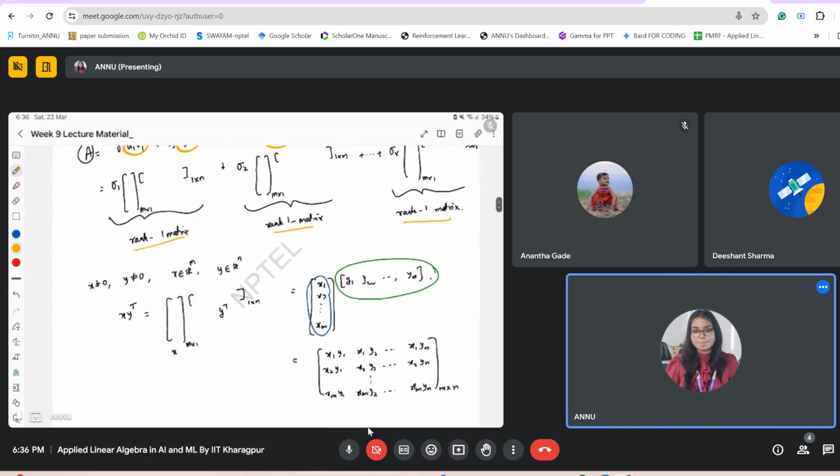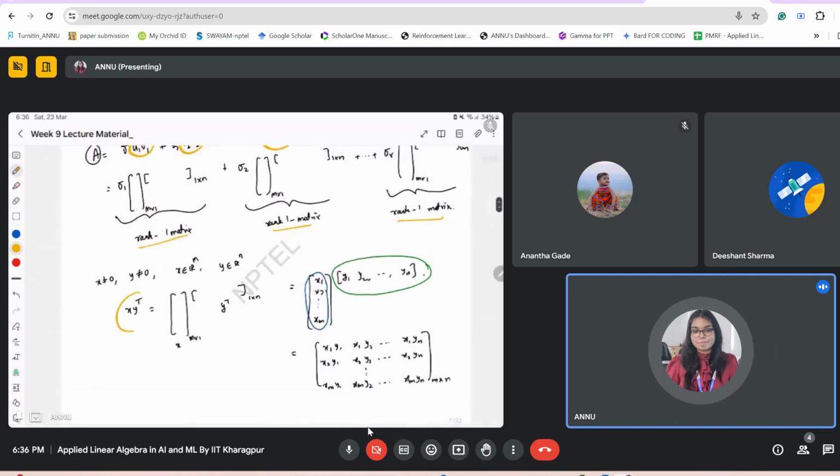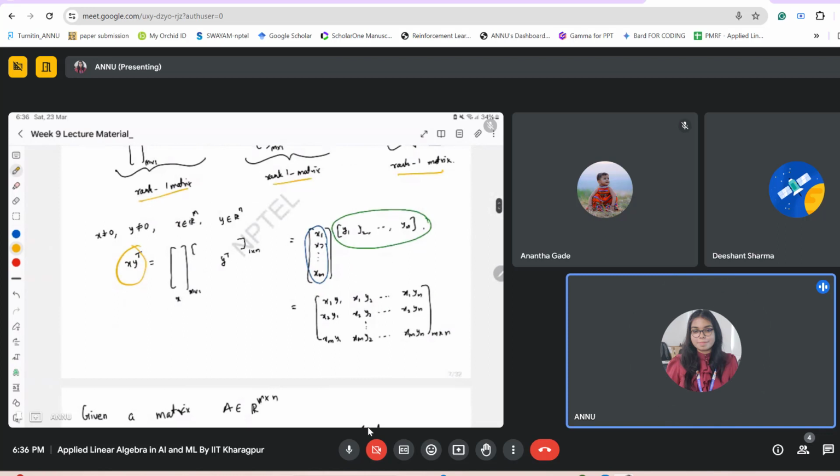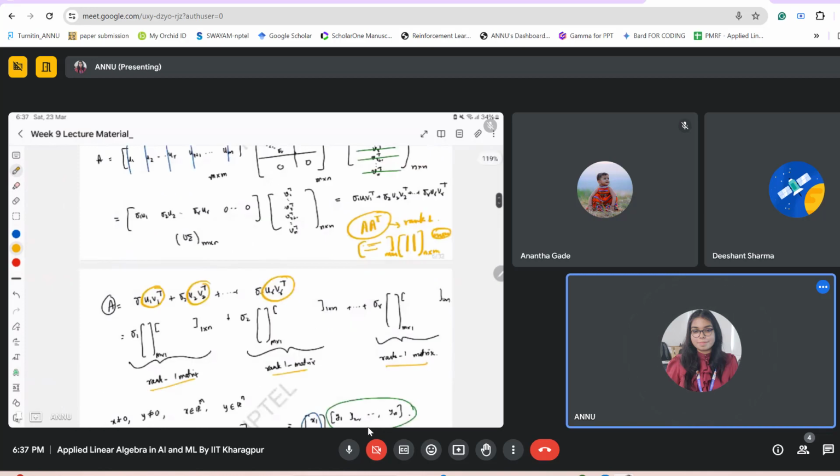Now also here, if you see x transpose y, why I was telling that this is rank 1 is because these are x1 multiplied by y1, y2, yn, and this is xm multiplied by y1, y2, yn. So only one row is there that is independent. That's why, the same motto here also, that is rank 1.